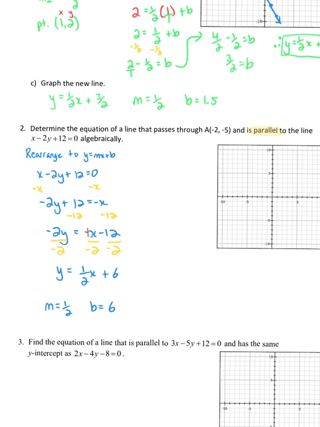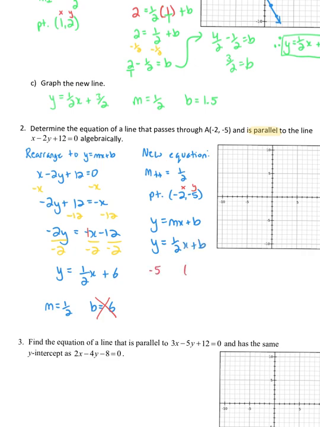We are only interested in the slope because the lines are parallel. So I'm going to ignore the y-intercept. I don't need that information and just take the slope. So to find the new equation, we take the slope, the parallel slope is 1/2, and then the point that the new line goes through, negative 2, negative 5. And then we will just substitute into the equation y equals mx plus b. So first we will substitute in the slope, which is 1/2, and then we will substitute in the point.